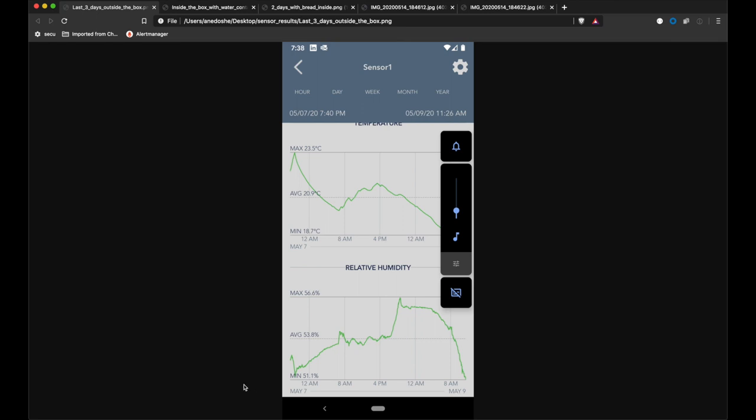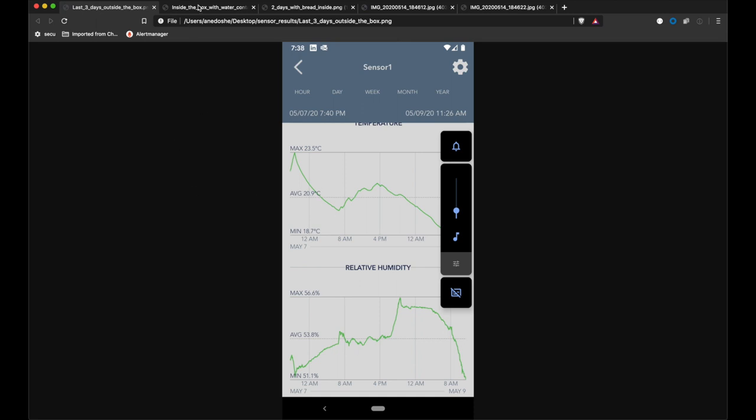So let's look at the results with SensorPush instead of that Raspberry Pi sensor. In here we have the last 3 days outside the box, just measuring ambient temperature and humidity. And as you can see, on average, we have around 54% humidity, no crazy spikes, normal day. And the temperature, on average, let's say 21 Celsius.